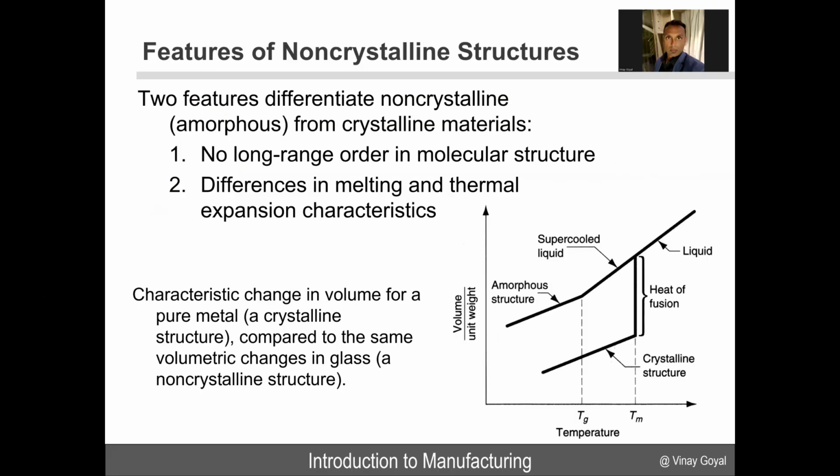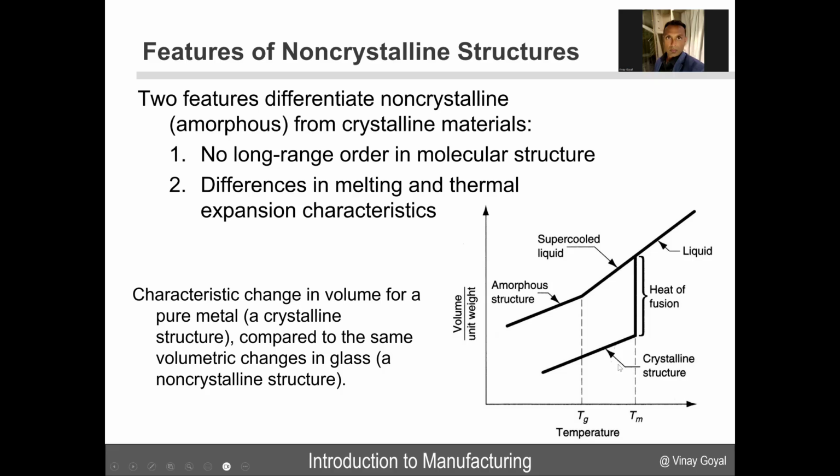What are some of the features of non-crystalline structures compared to crystalline materials? So there's no long-range order in molecular structure. There are differences in melting and thermal expansion characteristics. The characteristic change in volume for a pure metal is different compared to the same volumetric changes in glass. So there will be changes in these materials.